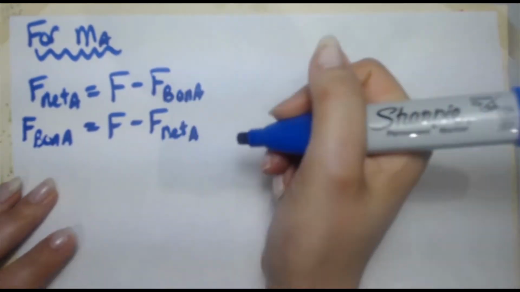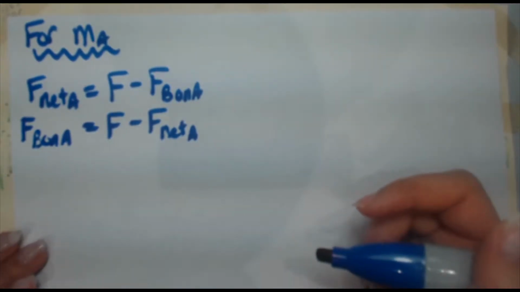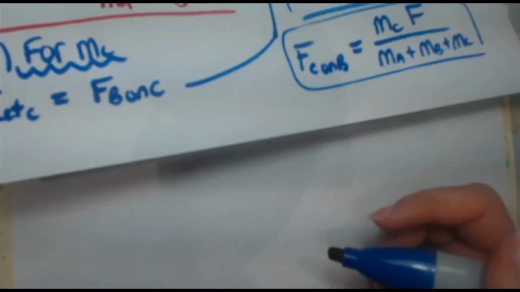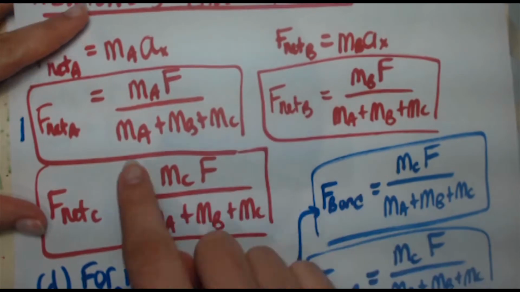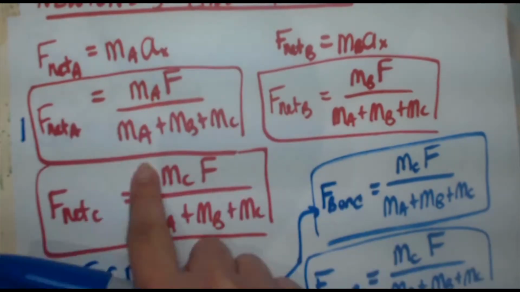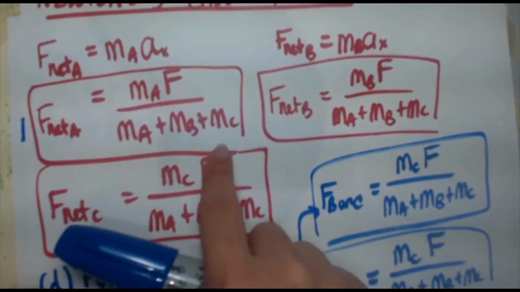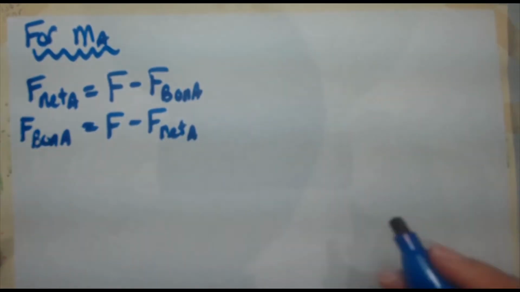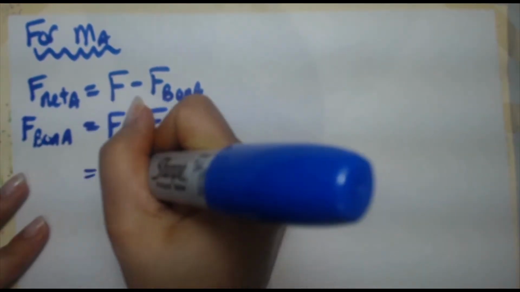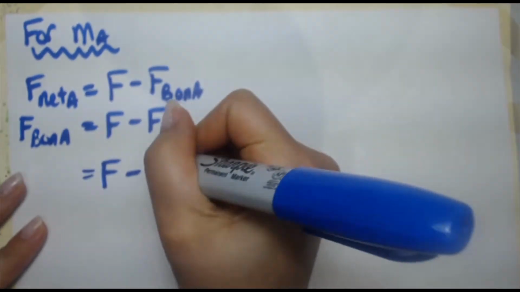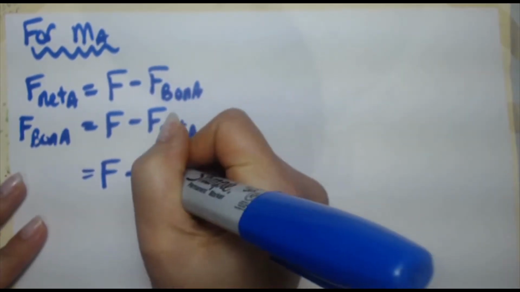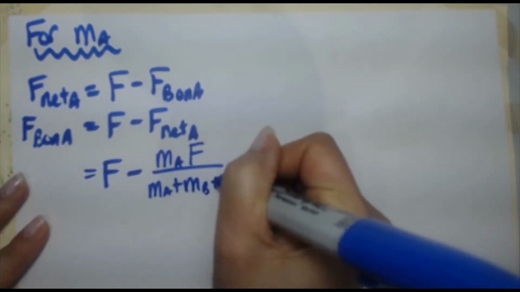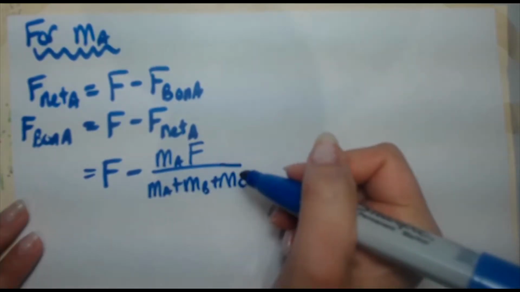Now I think, and I hope you can already see where I'm going to go next with this. We already know what F net A is. We found that earlier in the previous part. F net A is this expression right here: m_A F over m_A plus m_B plus m_C. So that is going to get plugged in. So equals F minus m_A F over m_A plus m_B plus m_C.